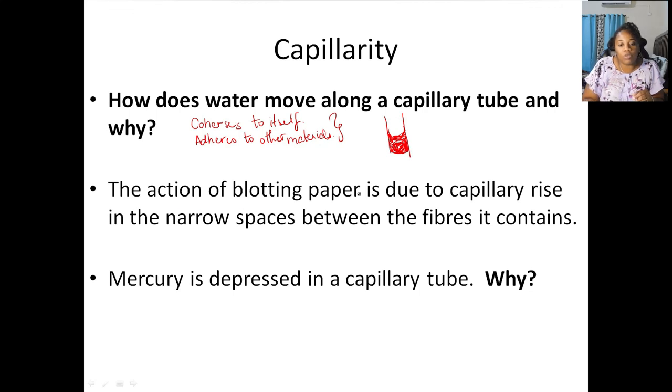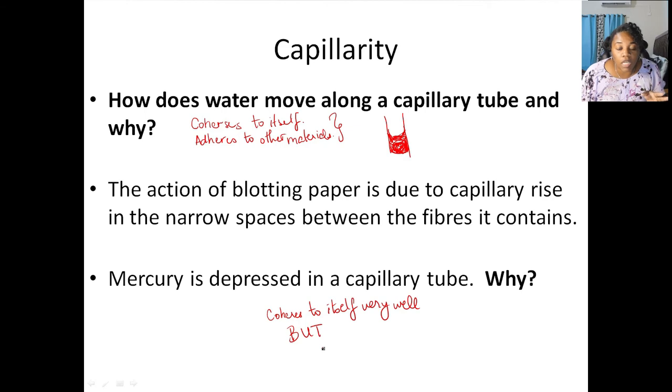Now when it comes to mercury, remember that mercury coheres to itself very well. But, and a big but, it doesn't like to adhere to stuff at all. It's like, leave me alone. That's what mercury is like. So mercury prefers to bead up. Just bead up. And that's why when it's in a capillary tube, it will go in, but guess what?